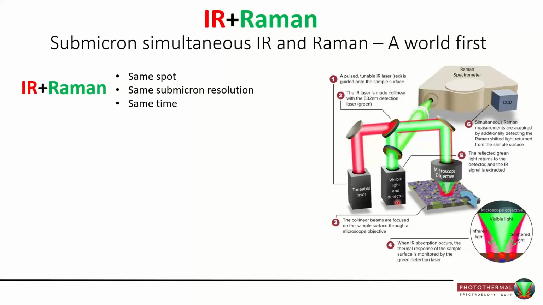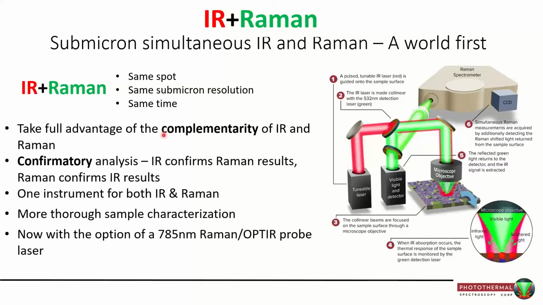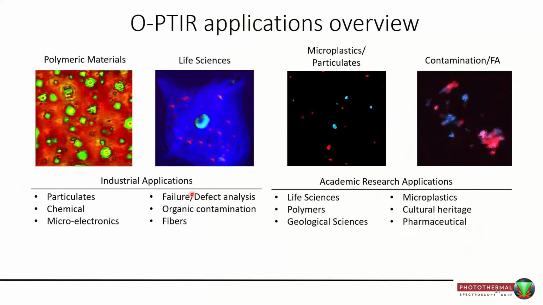So in this way, it's a very clever, very efficient means of collecting simultaneously infrared and Raman from the same visible light source. This really takes full advantage of the complementarity we've been taught for decades now. It's confirmatory, so the IR can confirm the Raman result, and the Raman can confirm the IR result. It's really two techniques in one, so it gives you a far more thorough sample characterization.